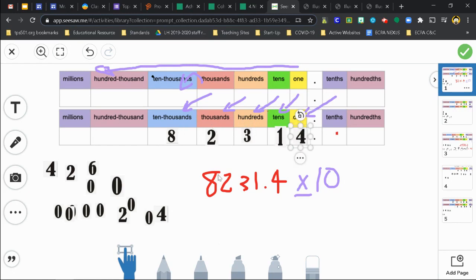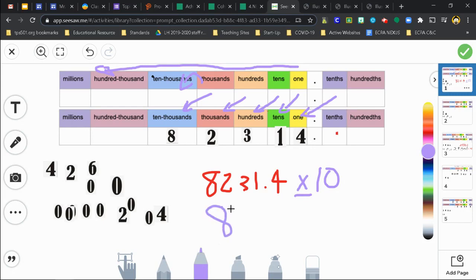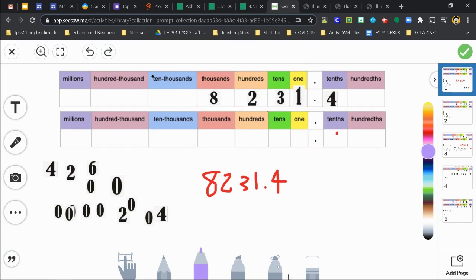And now you have your new number, which is bigger, and it's 82,314. Okay. All right. Let's undo all of this and take a look at the opposite. So now let's switch to green here because we're doing something different. Before we were seeing how the number gets bigger. Now I want to see this number get smaller.